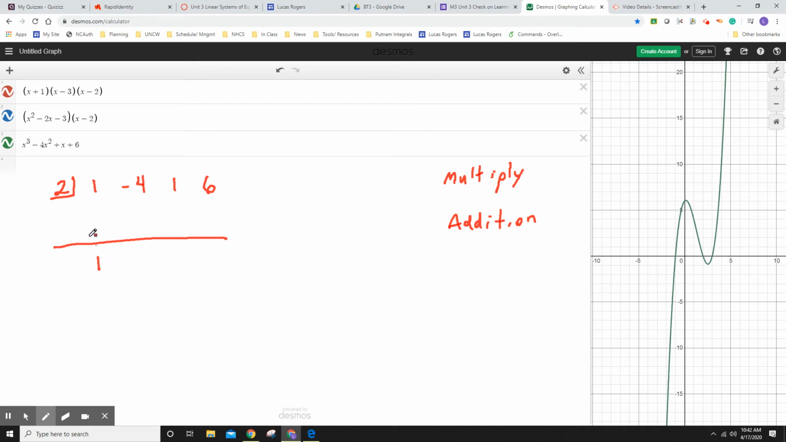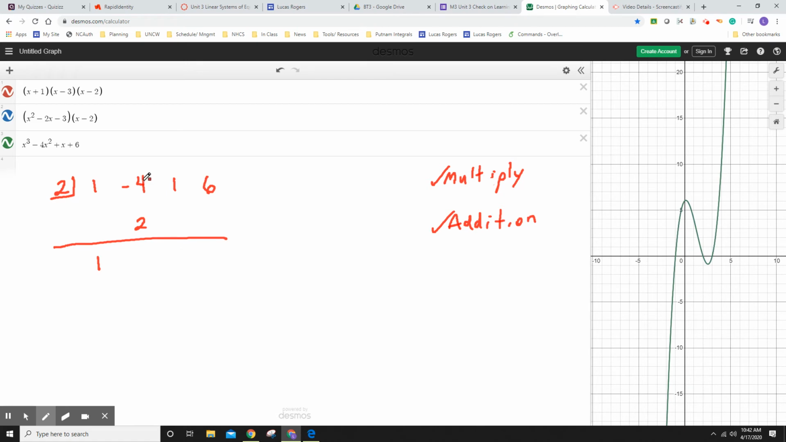Now multiply by the root value, 2 times this number. 2 times 1 is 2. You move that up diagonally, and then you're going to add straight down. So once I do multiplication, then it comes time for addition, right? And I just kind of rinse and repeat here. I just continuously cycle through these two operations.